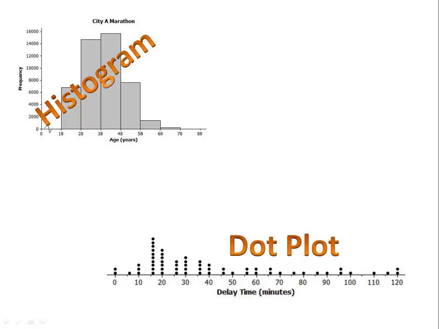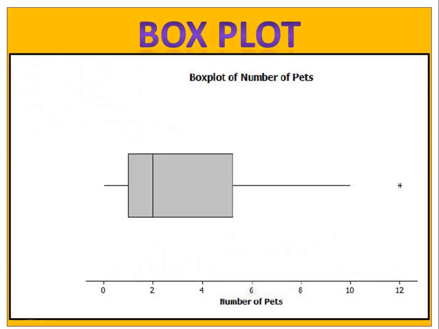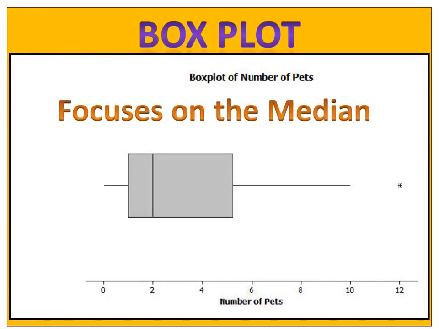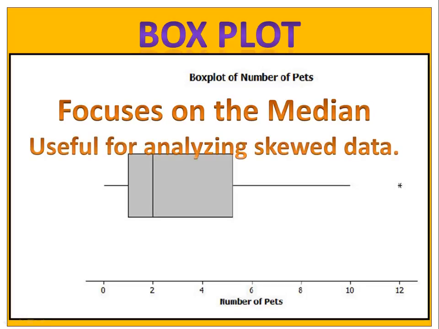You've done all kinds of work with histograms and dot plots. Let's try something different. How about the box plot? The box plot is interesting because it focuses on the median. The median's really useful for skewed data, and so the box plot can be very useful for analyzing skewed data.